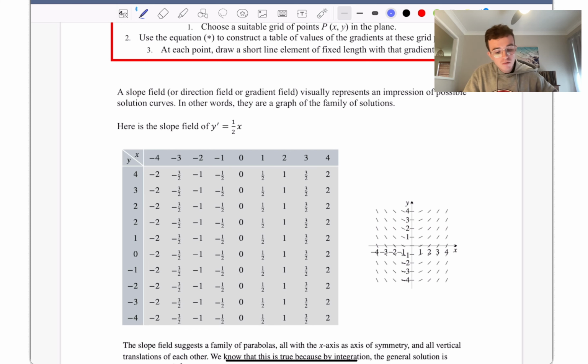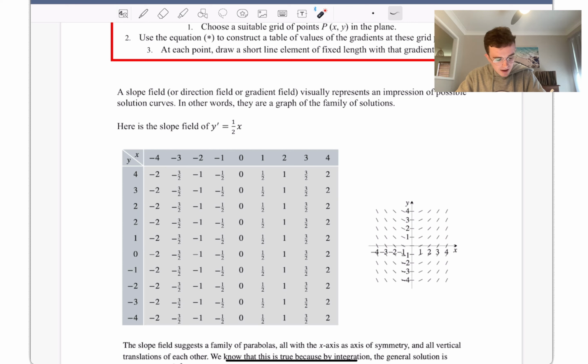A slope field, or direction field, or gradient field, visually represents an impression of possible solution curves. In other words, a gradient field represents a family of solutions. So here we've got the slope field of y dash equals a half x. Here we've got our x values along here, and here we've got our y values, and these different values of x are representing the different gradients.